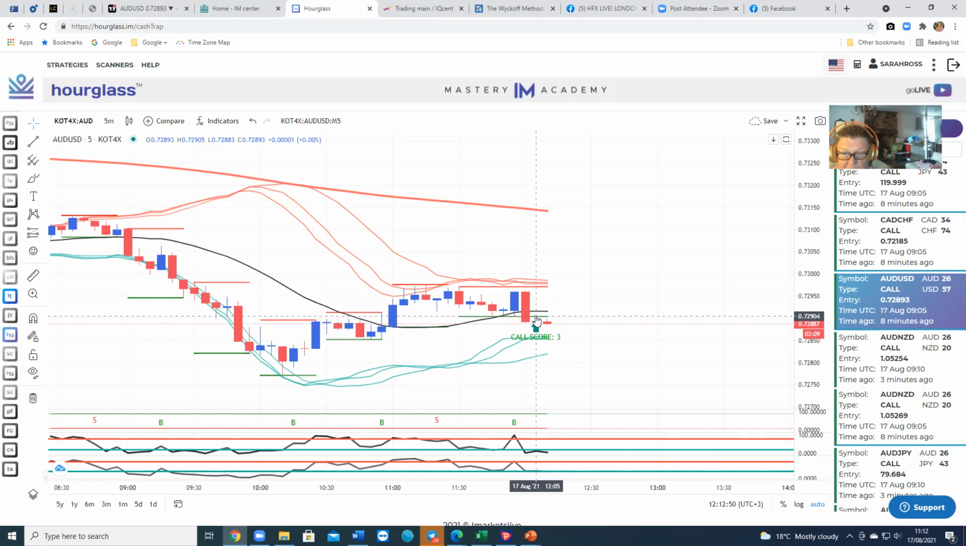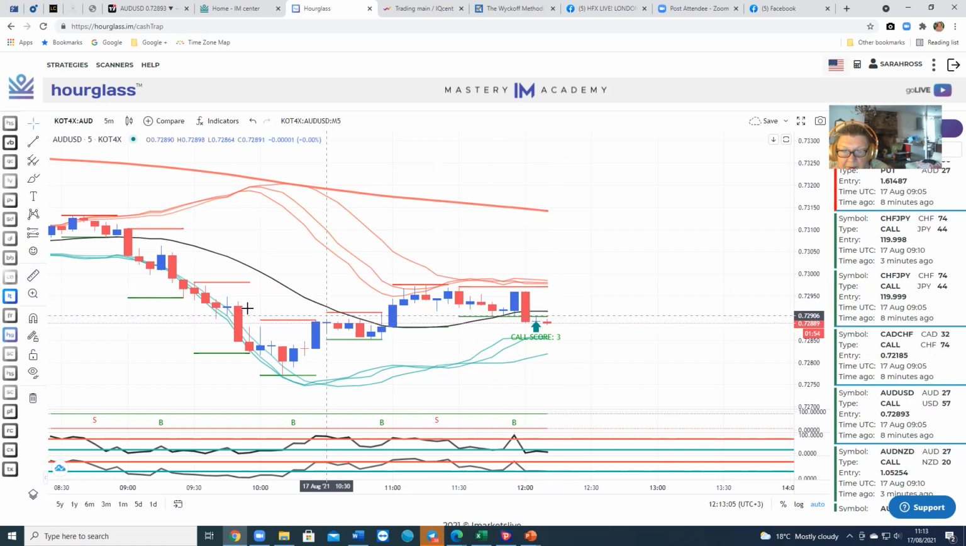So it gave us a call score of 3. It didn't like pushing up there. It's red now. It was blue, but it's red. So it looks like it's failing, doesn't it, to come up past that 904 area, that little green line. These are auto lines that are marked on. And it looks like it wants to drop on down.